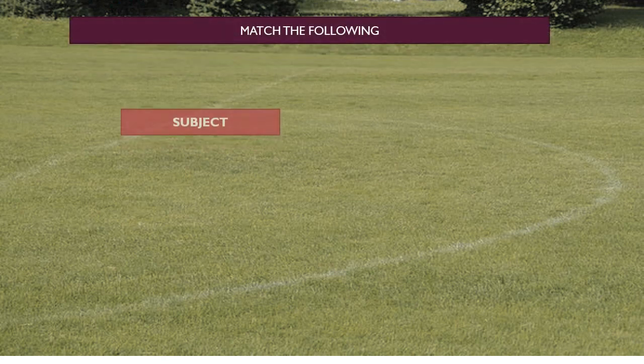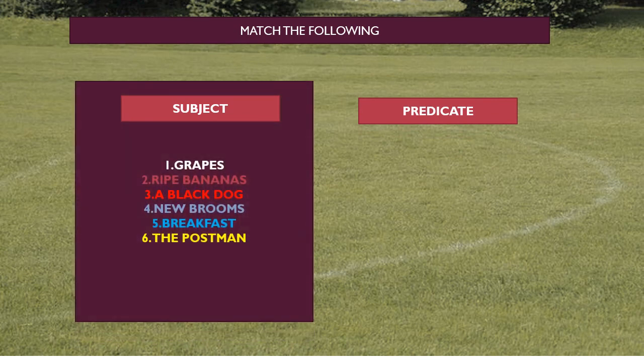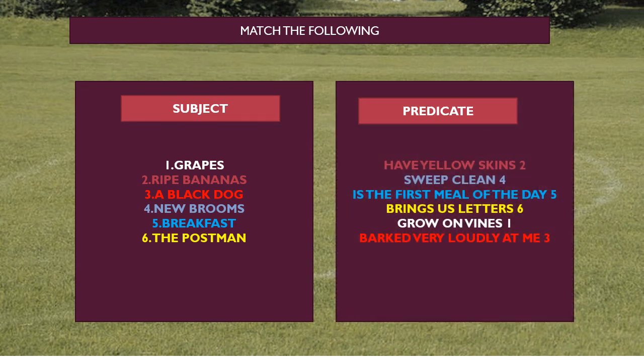Match the following subjects and predicates. Here are some examples. Grapes: grow on vines. Second, ripe bananas: have yellow skins. Third, a black dog: bark very loudly at me. New brooms: sweep clean. Fifth, breakfast: is the first meal of the day. Next, the postman: brings us letters.